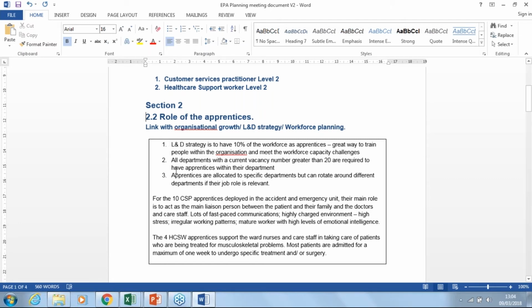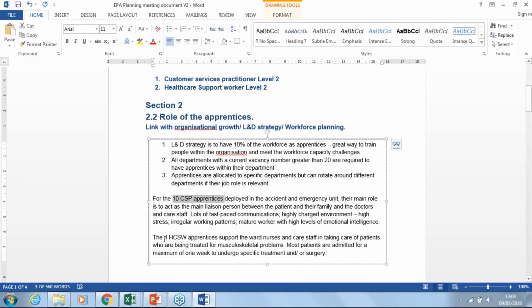care staff. So obviously, setting in the context of the organization and the apprenticeship working space, there's lots of fast-paced communications, highly charged environment, high stress environment, irregular working patterns, and obviously probably the need for the apprentice to be a mature worker with high levels of emotional intelligence. Again, all of that context is very important when it comes to the actual delivery of the endpoint assessment service. So it's important for us to get that context earlier on.